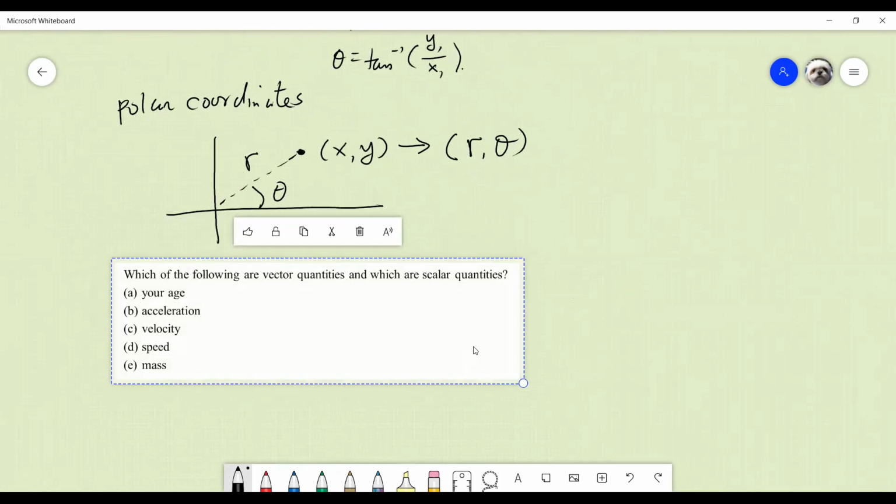Okay, can you tell me that? Okay, let's do a poll. I cannot do a poll. It's more than one choice, right? Okay, which one is vector?